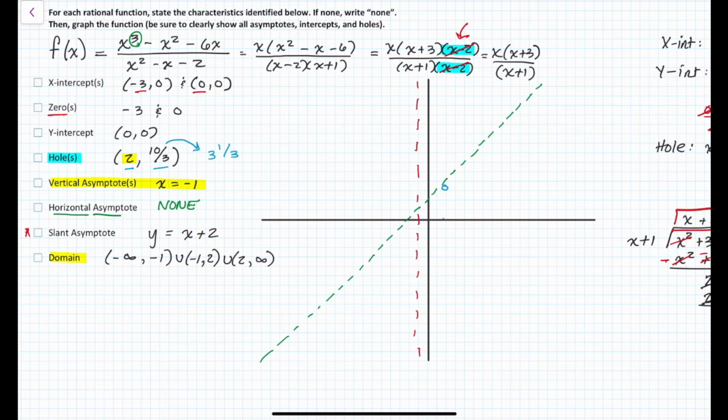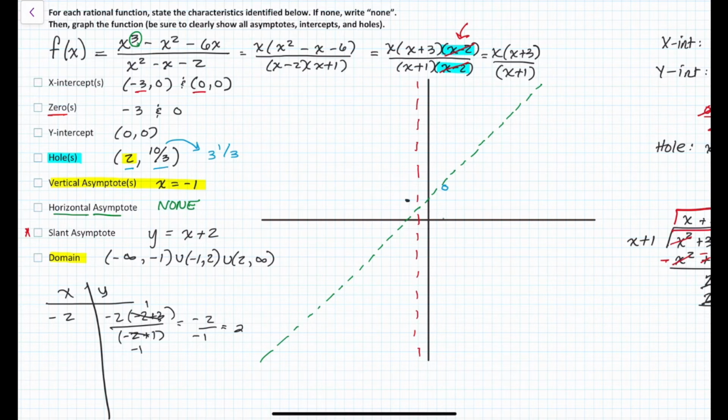And then I want to make sure and draw in the x-intercepts and the y-intercepts, and I need to just kind of test a few points to see where the graph is going to go. So let's test a point to the left of the vertical asymptote. Let's try -2. So I'm going to plug in -2 into that simplified function. And I'm going to get -2 over -1, so that's +2. So I can kind of plot a point there.